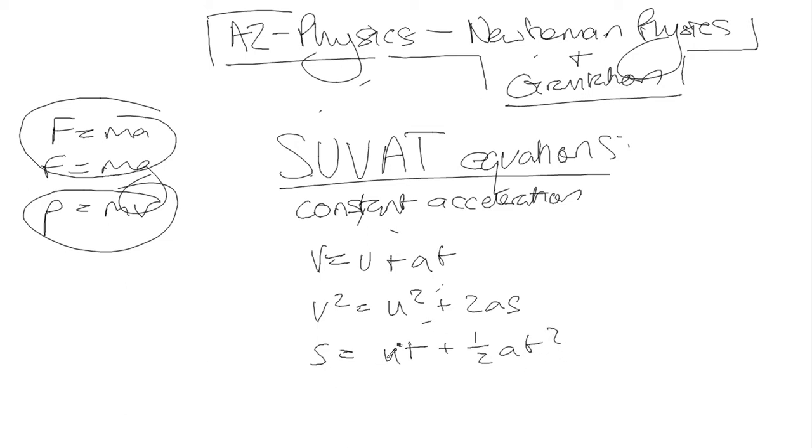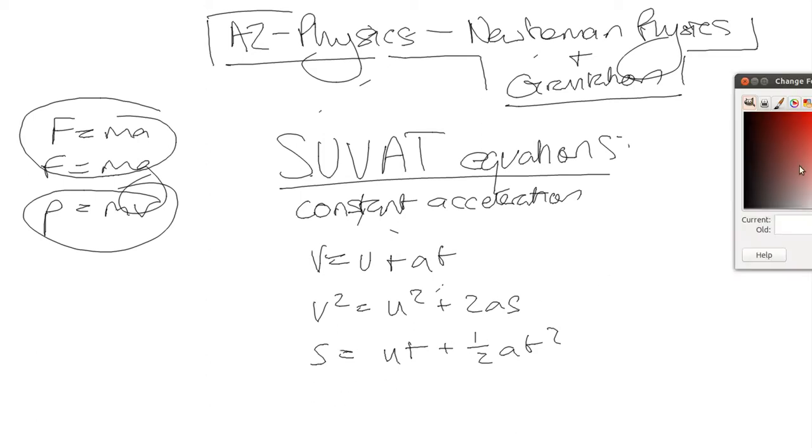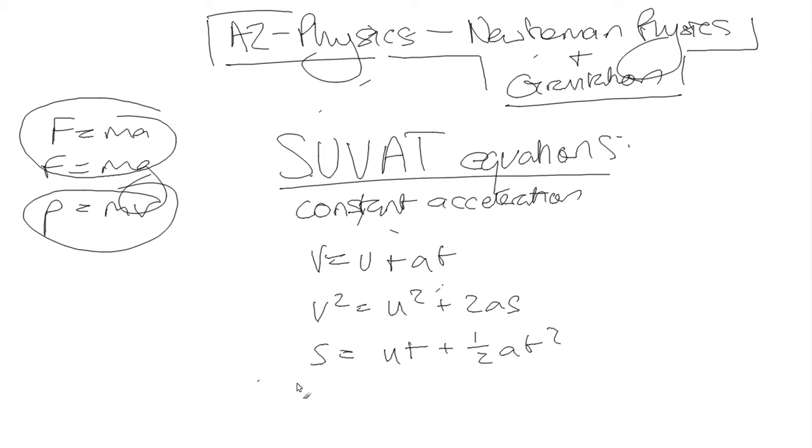S is also equal to Vt minus a half At squared. And then there's another one. What is the other one? Come on guys, help me out here. It's coming to me. No, it's not coming to me. What's the other one? There's another one.